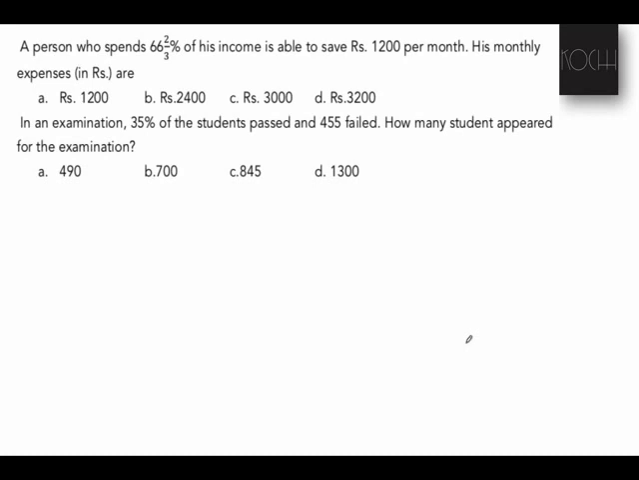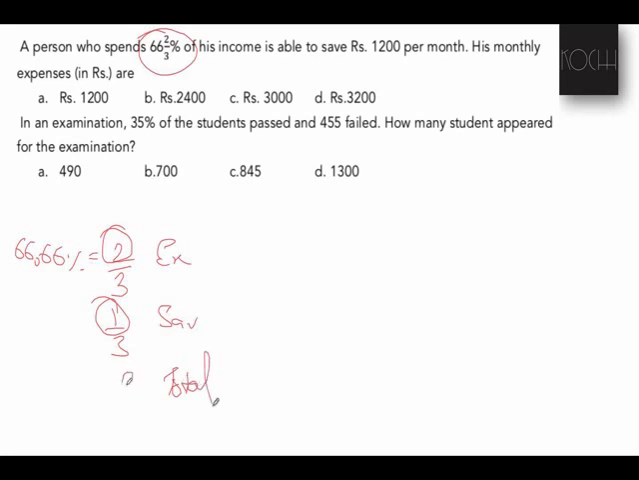Okay, so see, I'm not going to do all the calculations, but what is 66 2 by 3%? Now, 66 2 by 3% or 66.66% means 2/3. So the question says a person spends 2/3 of his income. So this is his expense. How much does he save? 1/3. Now, suppose he saves one part out of three and spends two parts out of three. Can I say that the total income was 3?